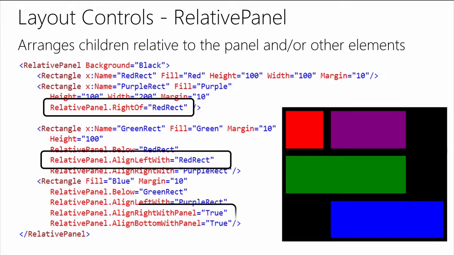Yep. And then we can go further and reference the panel itself. The blue rectangle is actually being anchored down to the bottom right. We've got it with AlignRightWithPanel true and AlignBottomWithPanel true. And so we can see it anchored down in that bottom right. As we stretch or contract our UI, that blue rectangle will track with the bottom right corner.